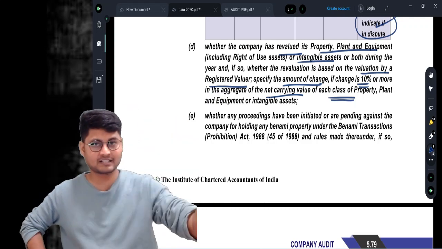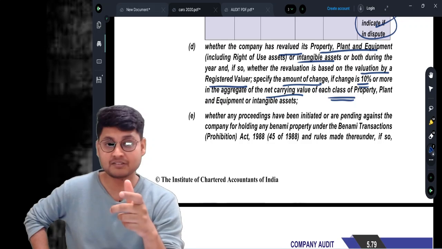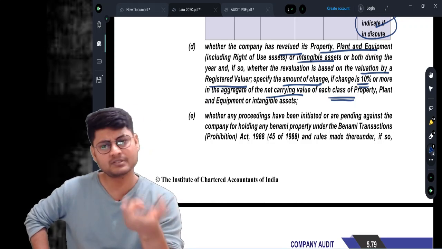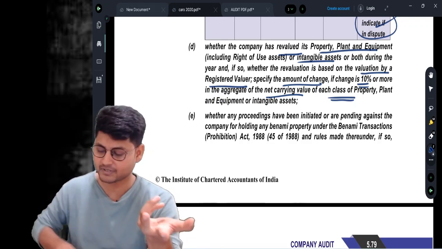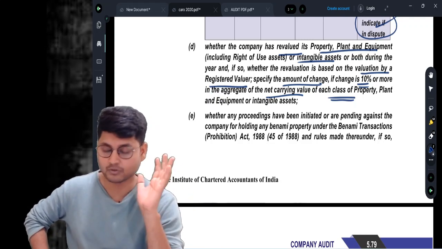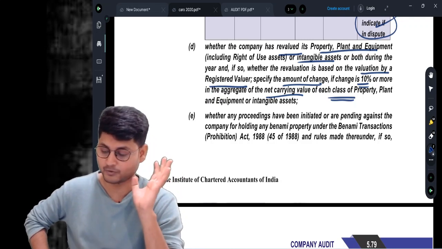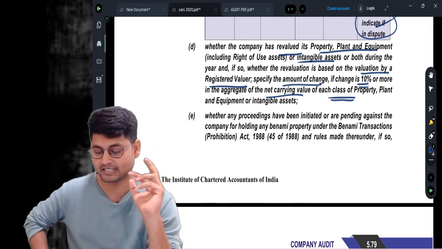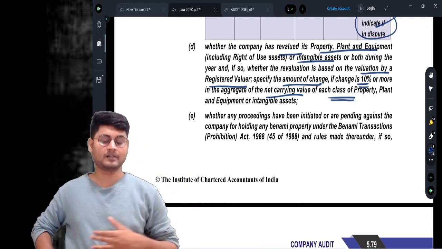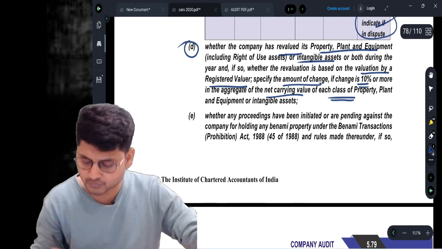Say buildings, it is one class, machinery, it is one class. For each class I need to verify whether the revaluation has been either upwards or downwards. If it is exceeding 10% or more, then the amount of change shall be reported for each class of plant, property and equipment and or intangible assets. This is clause number D, which is very, very important as it is new.